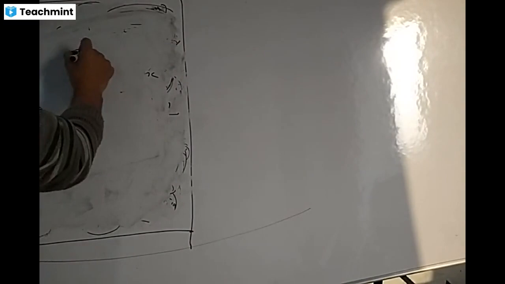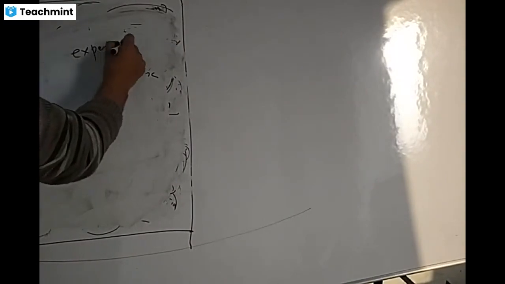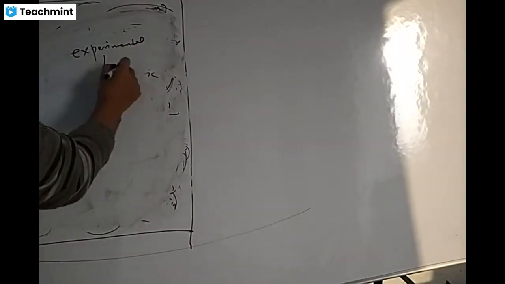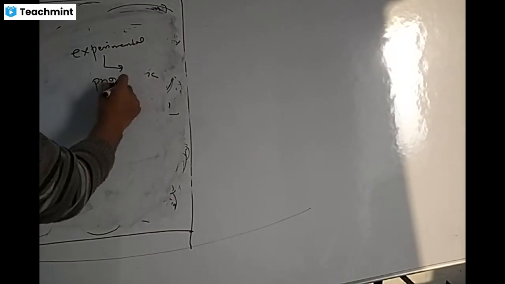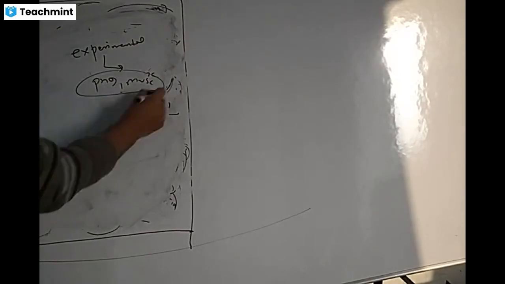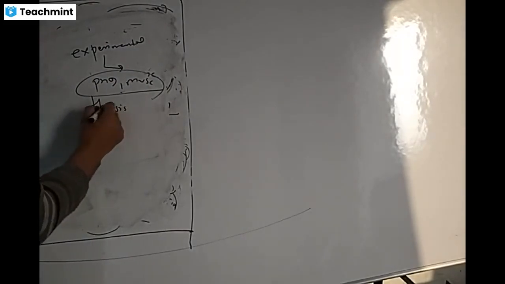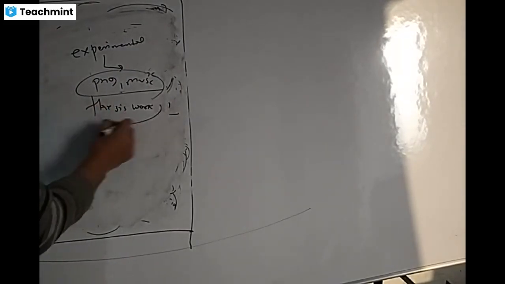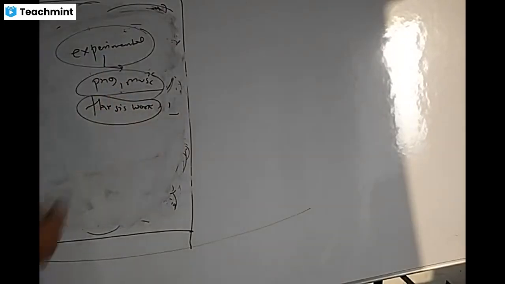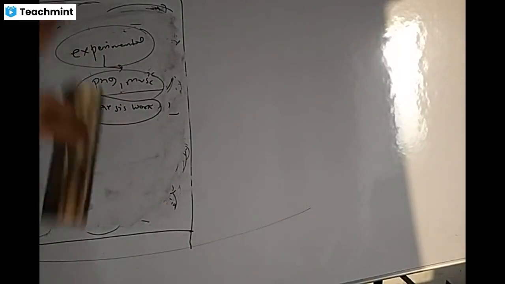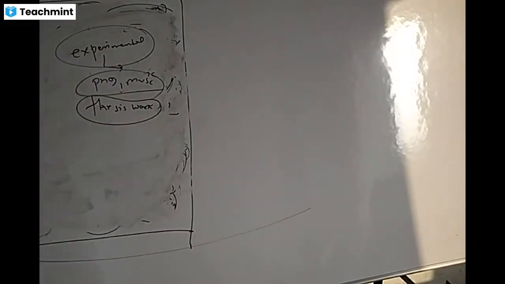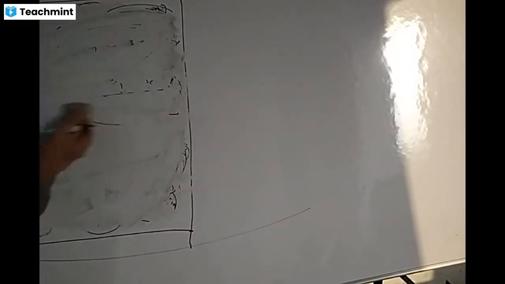Then there are two small terms. One is experimental surgery. Experimental surgery is for your PhD or MVSc research. In PhD or MVSc, we do thesis work and our research work. That is your experimental surgery. We do the surgery for the experiment, for the investigation, for your research purpose.